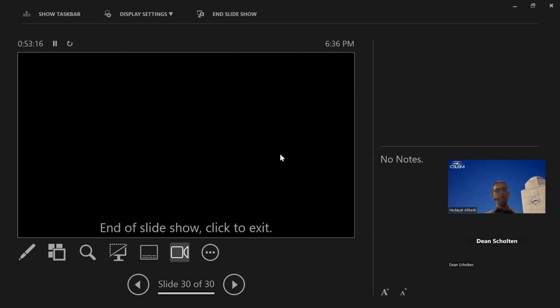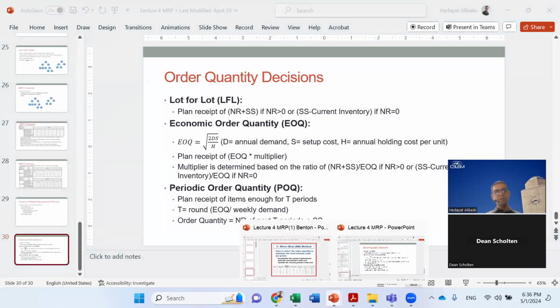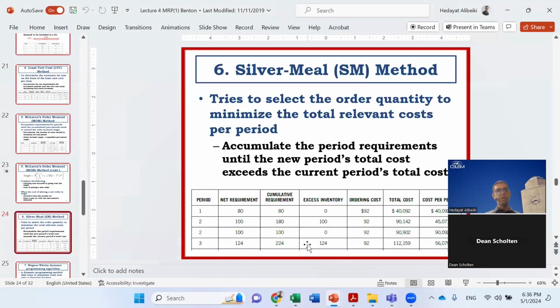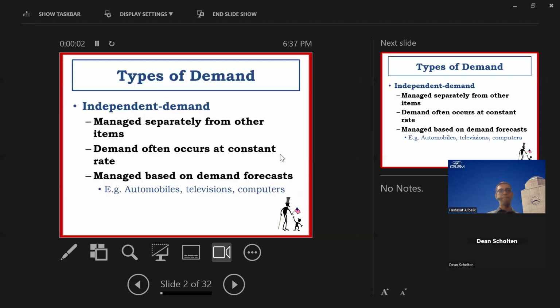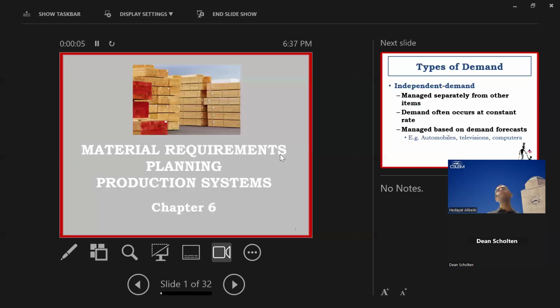So for this one, let me open the next one. It's going to be very quick because we already covered a lot of things here. This is chapter 6 from the Cengage book.